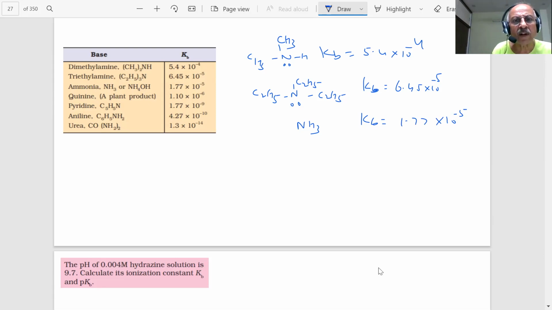And you can see here urea is a very weak base. What is urea? This is your urea. What is Kb? Why is it becoming a weaker base, students, though it has two nitrogens? What is happening here? You know, what is the important point here?